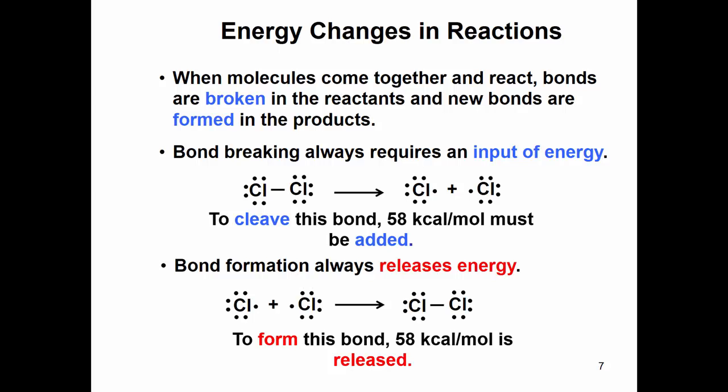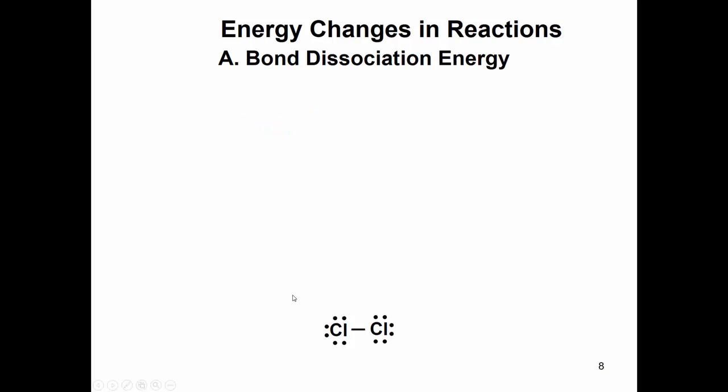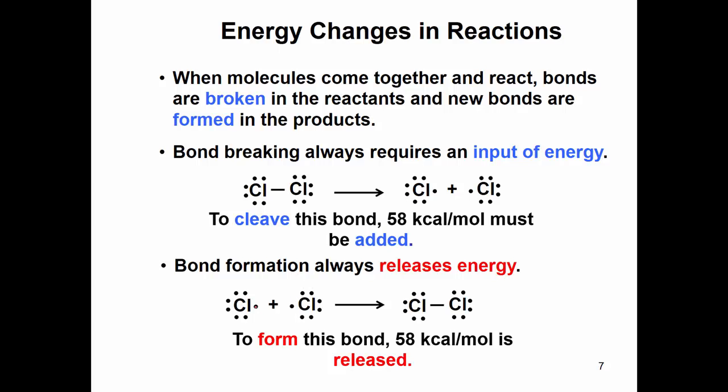So to cleave this bond or break it, it takes about 58 kcals per mole. That's the energy. To form it, however, is the opposite. To form a bond, this releases energy. And so when these two chlorines come together to make a bond here, when the bond is forming, then energy is released, and 58 kcals is released because for a chlorine-chlorine bond it took 58 kcals per mole of energy to cleave the bond.